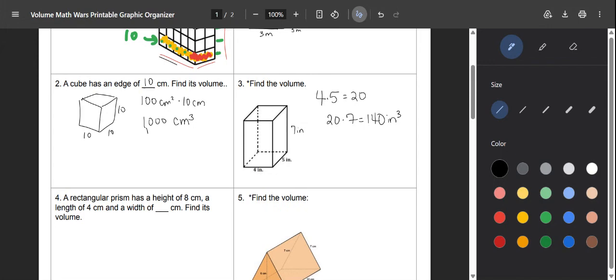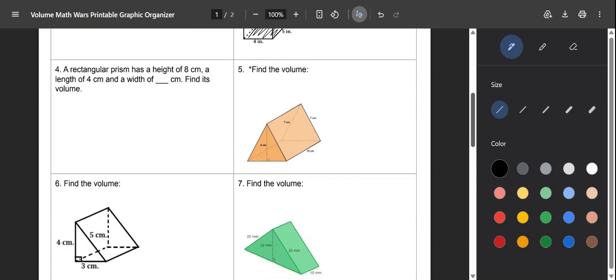Welcome back. Hopefully you should have gotten 140 cubic inches. Make sure you put that 3 on your unit there. If you find the area of the base, you'll find that it has an area of 20 inches. Multiply it by the height, and you get 140.